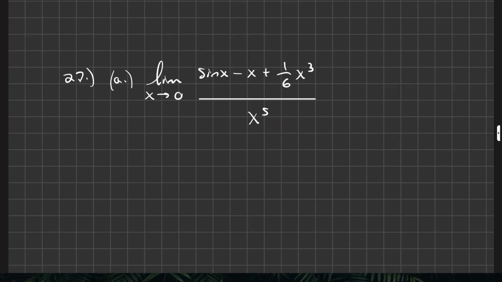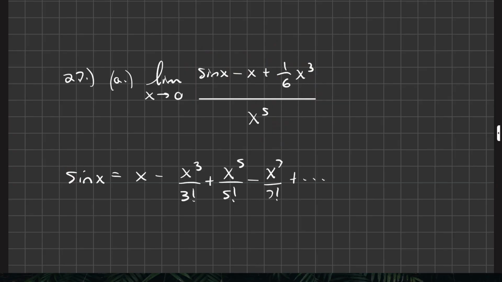So recall that sine of x has the Taylor series x minus x cubed over 3 factorial plus x to the 5th over 5 factorial minus x to the 7th over 7 factorial plus on and on and on. Now, let's just simplify this a little bit. So this is equal to x minus x cubed over 6 plus x to the 5th over 120 minus x to the 7th over 5040.